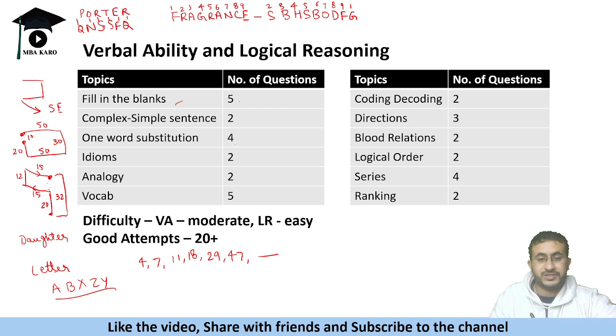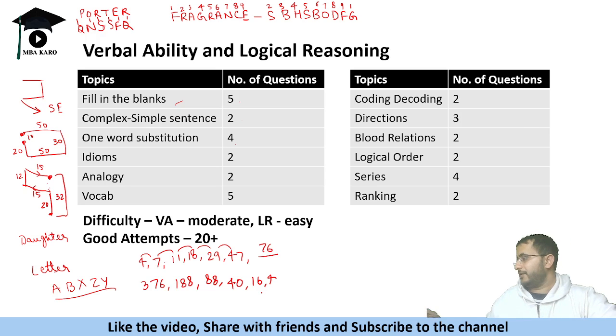So the missing number was asked. You had to add these two to get the number, so the number was 76. And then there was an incorrect number series in which 376, 188, 88, 40, 16 and 4 were given, and you have to find the incorrect number in this series. So the answer to this question was 188.